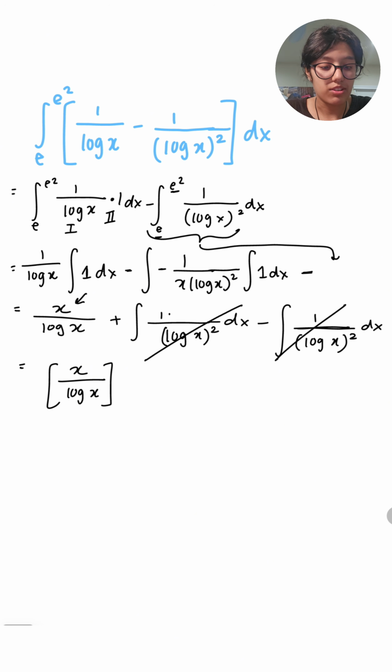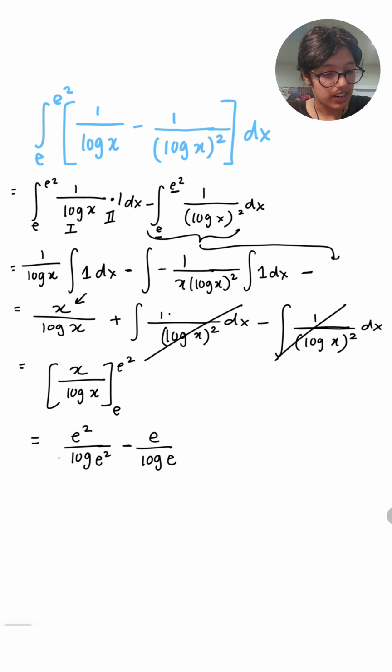And now we can bring back those bounds. So we have e squared. Now we can simply substitute it. And this is going to be our final answer.